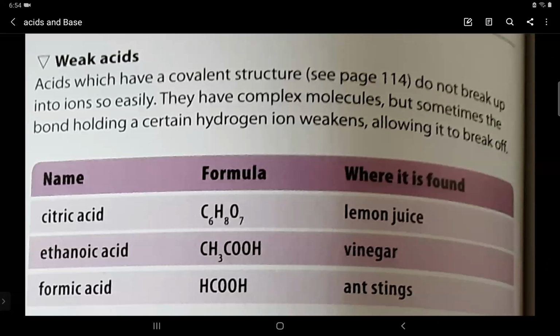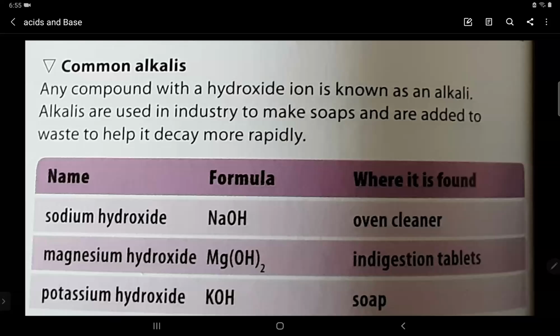Now let's read some more. Common alkalis. Any compound with a hydroxide ion is known as an alkali. Alkalis are used in industry to make soaps and are added to waste to help it decay more rapidly. So here again are some names, their formulas and where they are found.